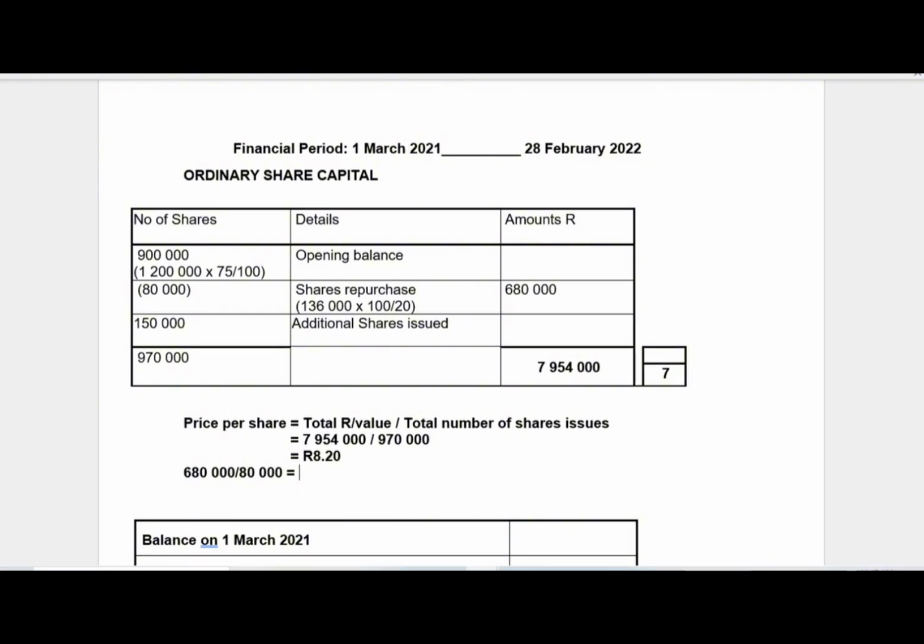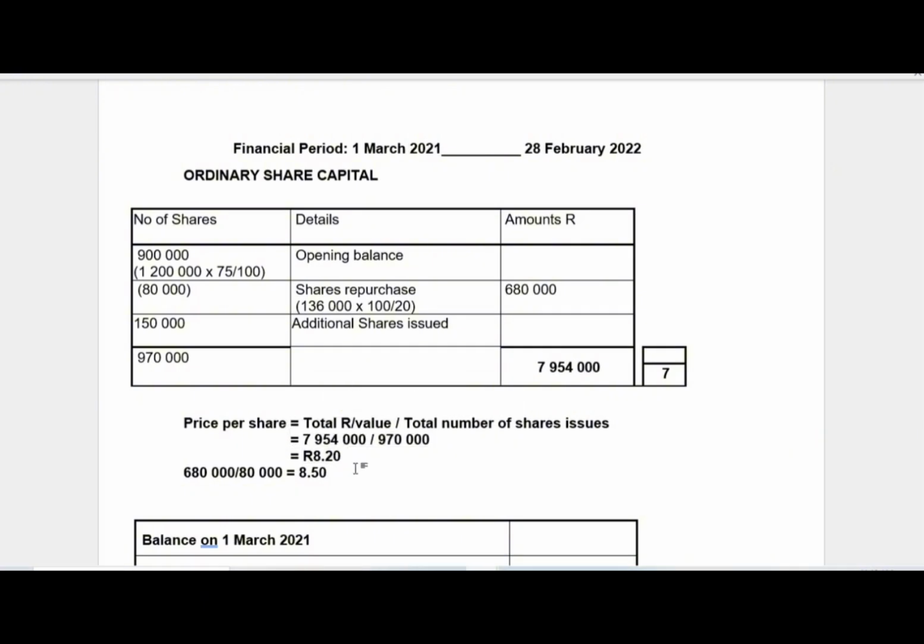So 680,000 rand divided by 80,000. Here I am getting 8.50. All right, I'm getting 8.50. When things are like this, I will suggest that we use the 8.50 from this. So let's leave this one, but this is the way of getting it.